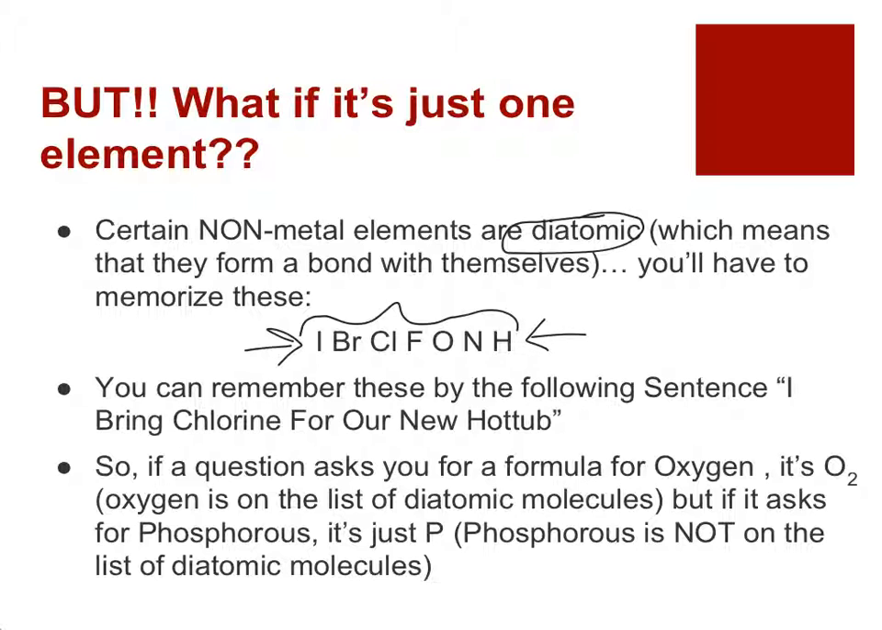So you can remember this list from the sentence, I bring chlorine for our new hot tub. And so the beginning letter of each word in that sentence tells you what each of the 7 elements are.